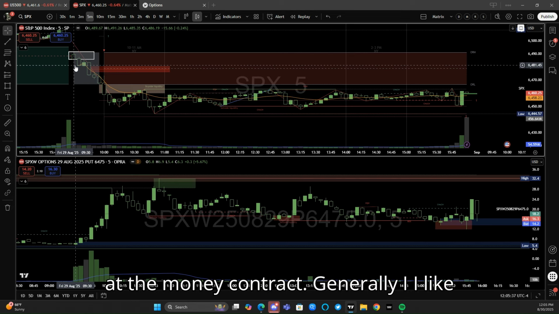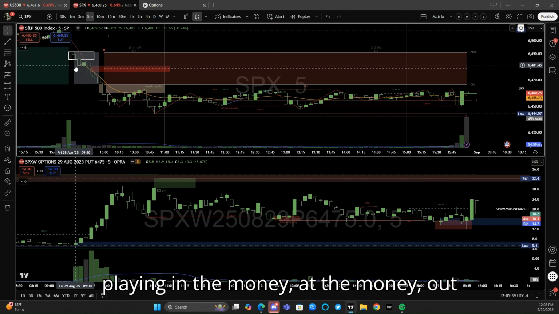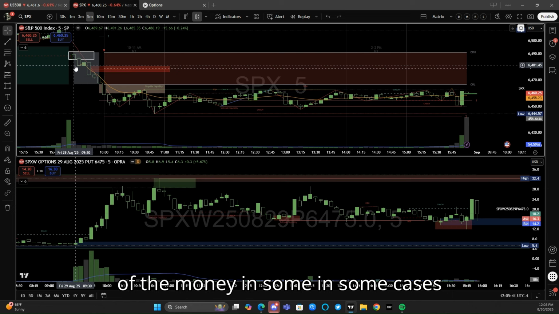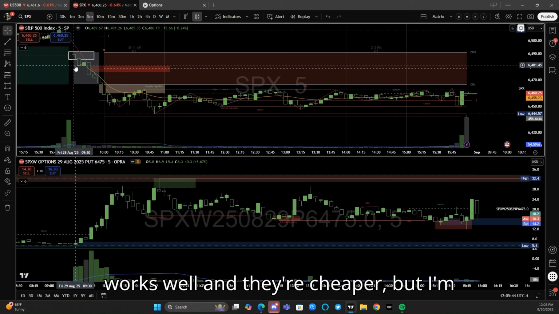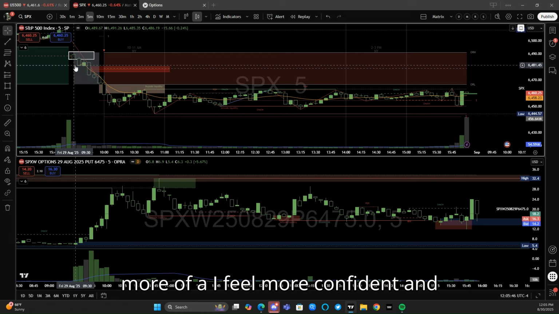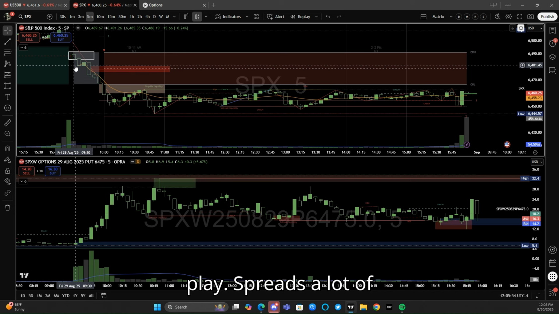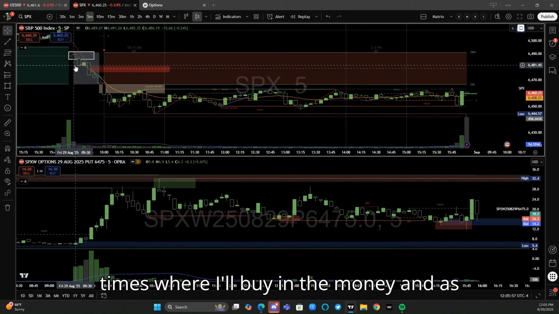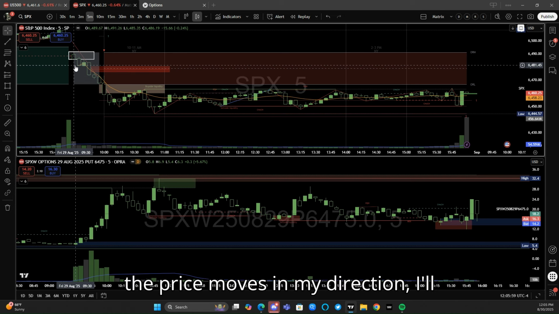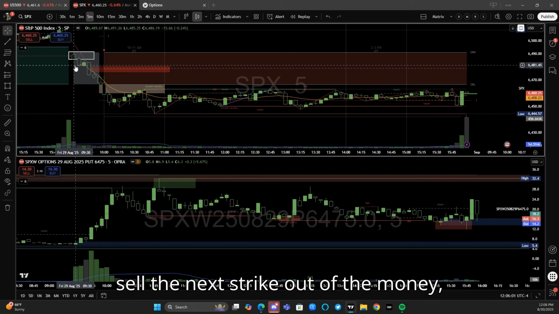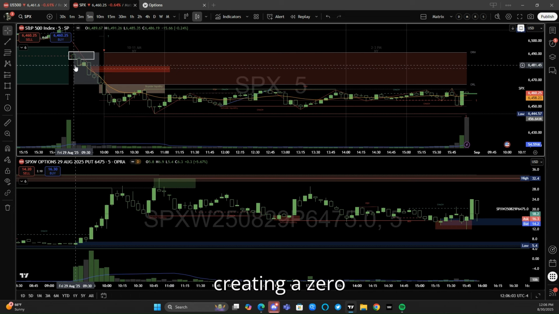contract generally. I like playing in the money, at the money, out of the money in some cases works well and they're cheaper, but I feel more confident and convicted when I can buy in the money contracts. I like to actually play spreads a lot of times where I'll buy in the money, and as the price moves in my direction, I'll sell the next strike out of the money, creating a zero risk, zero cost spread.